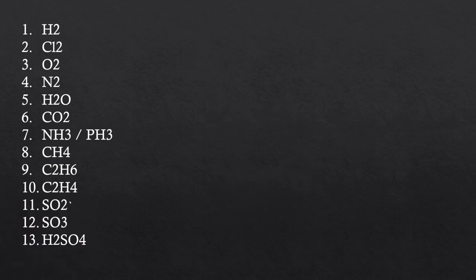Okay, the next one is SO2. Here we have sulfur, which is from group 6. So sulfur can have 6 electrons in the valence shell because it is from group 6. Okay, oxygen is also from group 6. You know, oxygen is from group 6, it can make a double bond. Sulfur is from group 6, it can also make a double bond. Okay, so it will be just like this. The structure will be like this.